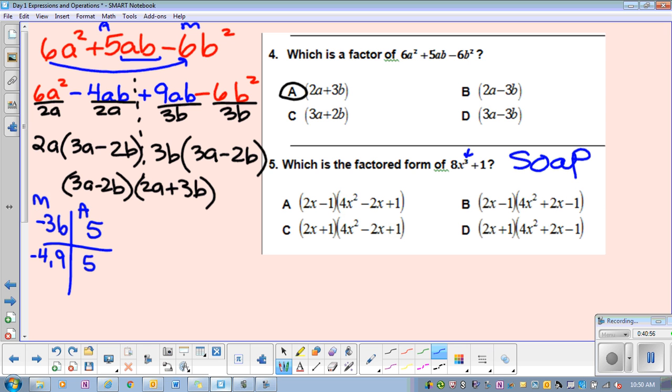Also, when I look at my answer choices, look at that: 2x, 2x, 1, 1, 4x squared, 4x squared. You see how they're all the same, right? All of your terms are in the same order. What is the thing that's different? The signs. So really, all you have to do is just make sure that your signs are good.